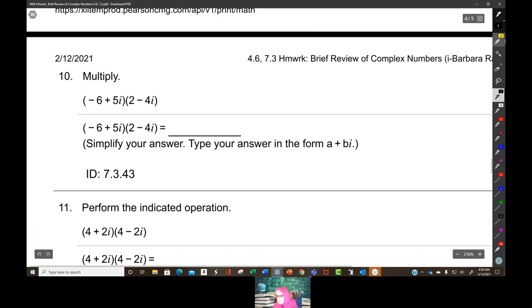Okay, now, what I want to do is put parentheses around the negative 6. It's just that I don't want to lose the negative. So that's just something to try to prevent me from messing up. Okay. Negative 6 times positive 2, negative 6 times negative 4i. Positive 5i times 2, positive 5i times negative 4i.